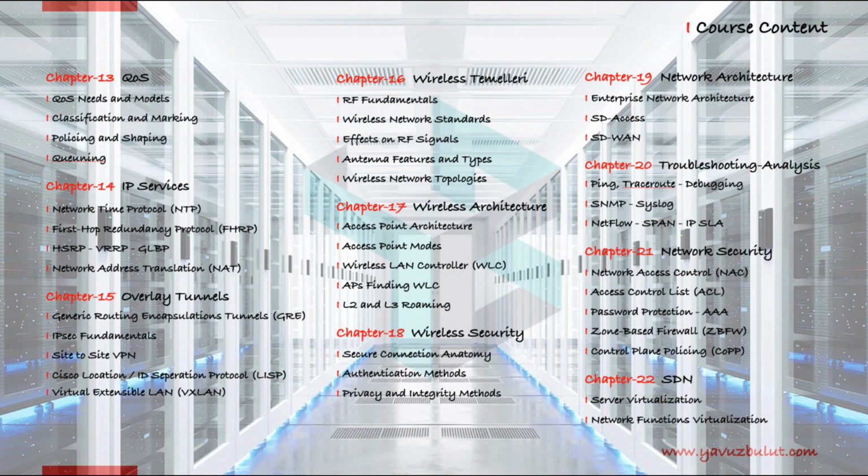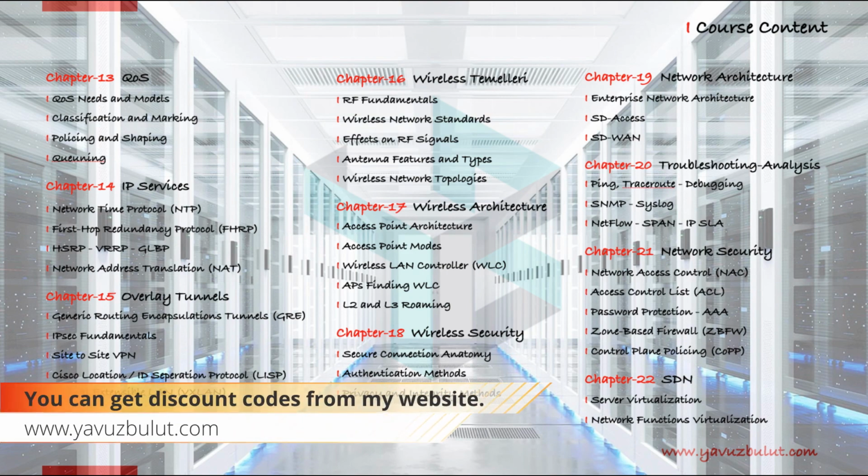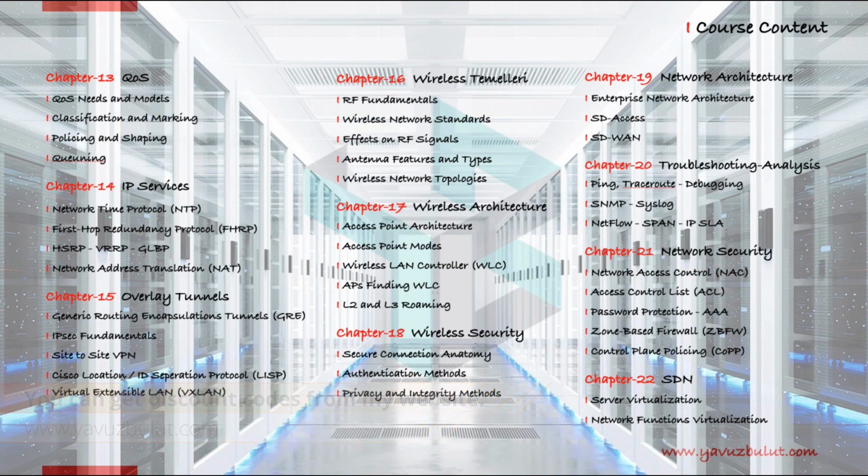In the 20th chapter, I will talk about troubleshooting, monitoring and analysis, ping, traceroute, debugging, SNMP, syslog, NetFlow, switch port analyzer and IP SLA. In the 21st chapter, I will talk about network security. We will cover topics such as network access control lists, password protection, AAA, zone-based firewall, control plane policing, and in the last section, we will complete our training by talking about software-defined networking.